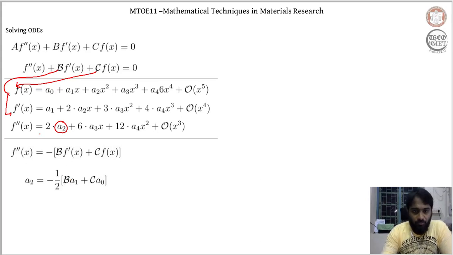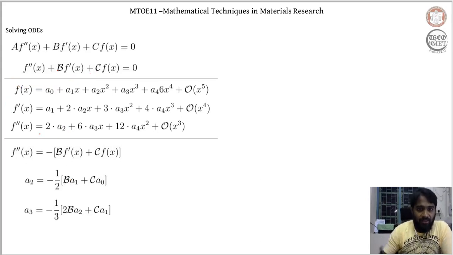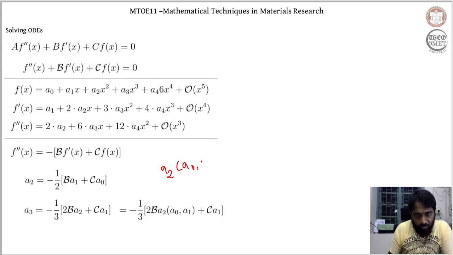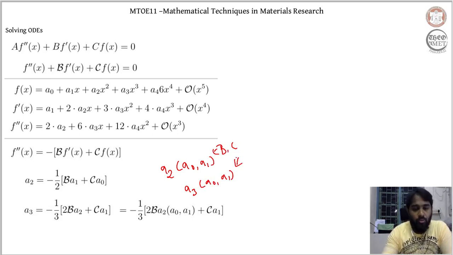Now it is also possible for me to do the same for a3. Now a3 is expressed in terms of b, the coefficient originally associated, and a2 and a1. But I already have an expression for a2 written in terms of a1 and a0. So therefore my a3 can also be written in terms of a0 and a1. Of course, the coefficients associated with the original problem are involved in both a2 and a3. Now I can do the same for a4.